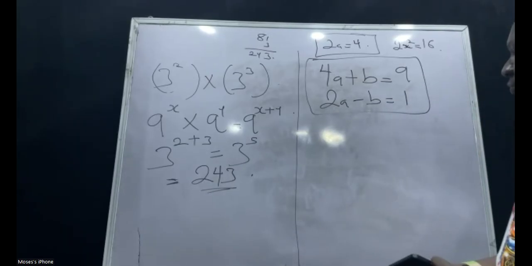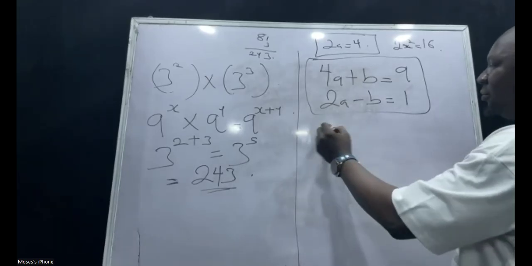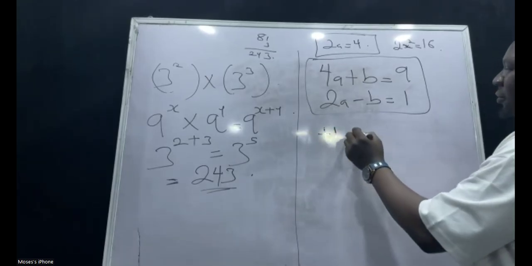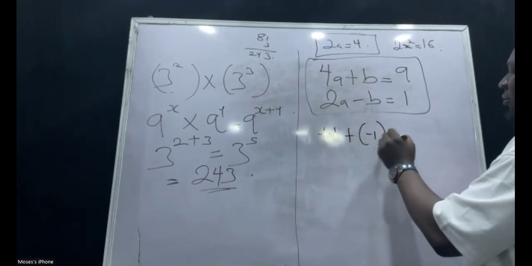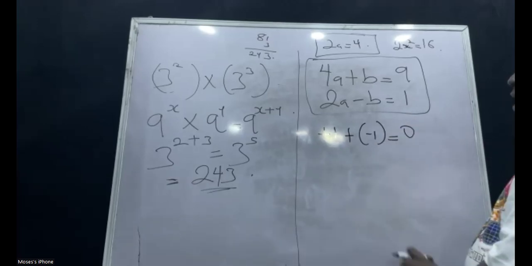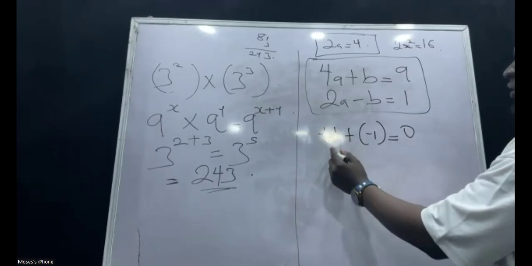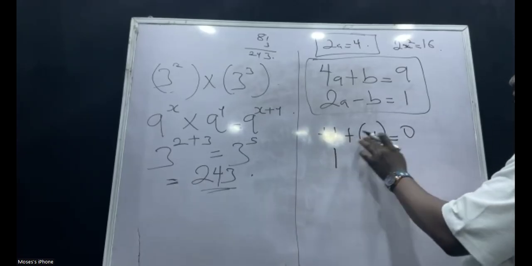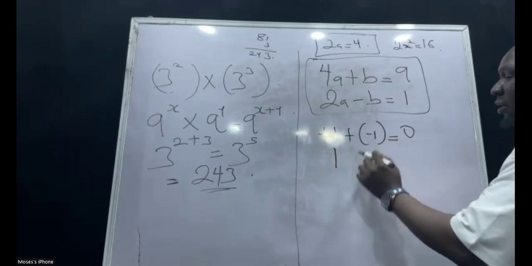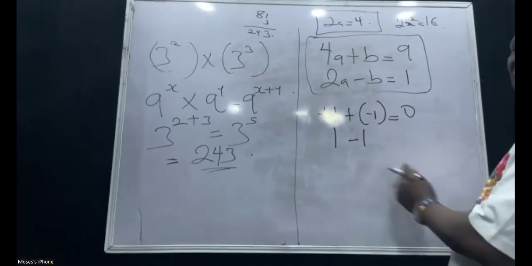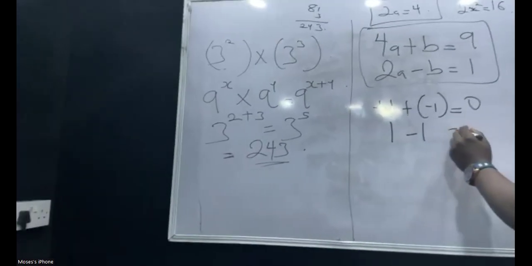Some of us are confused. +1 minus +1 is 0, because +1 is the same as 1. Minus times plus is minus, and you're going to have minus 1 minus 1, which is 0.